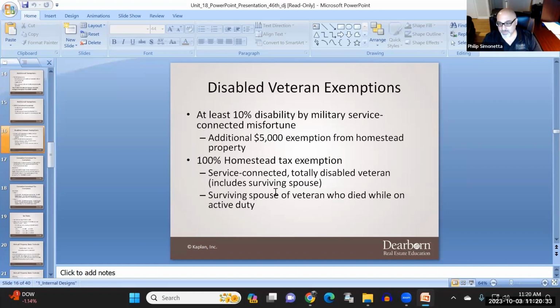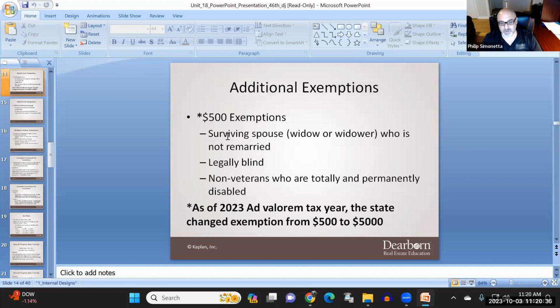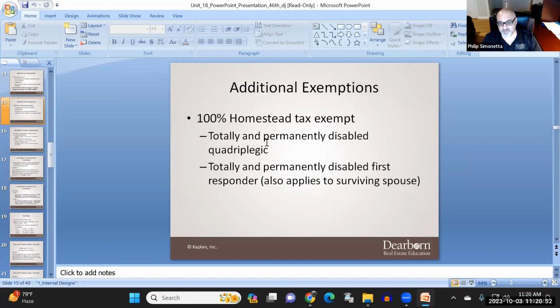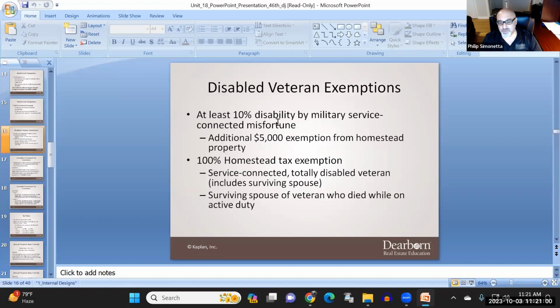Okay. So remember, 5,000 for surviving spouse of a widower, legally blind, non-veterans who were totally and permanently disabled. 5,000 for those. 100% if permanently disabled quadriplegic, or totally and permanently disabled first responder, also surviving spouse. If you're at least 10% but under 100%, you get 5,000 exemption. 100% disabled gets full exemption, and the spouse as well, right?